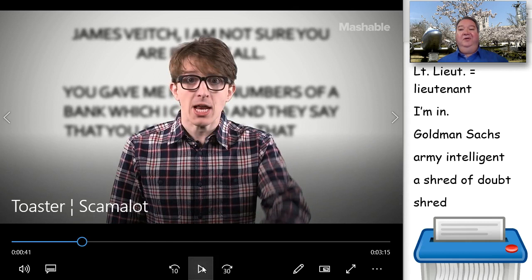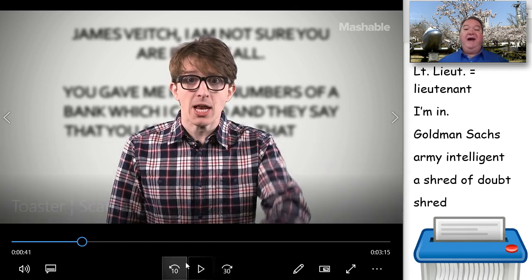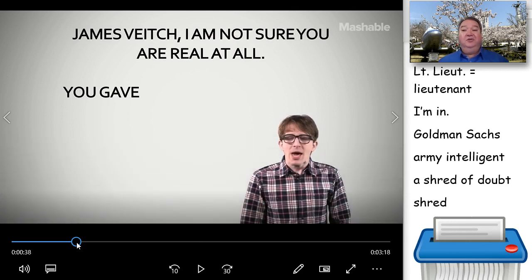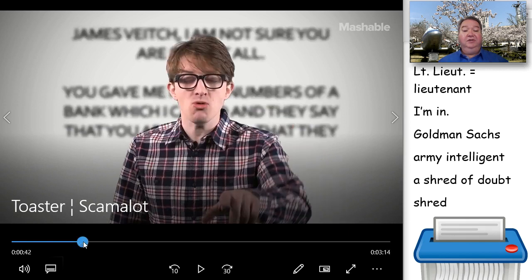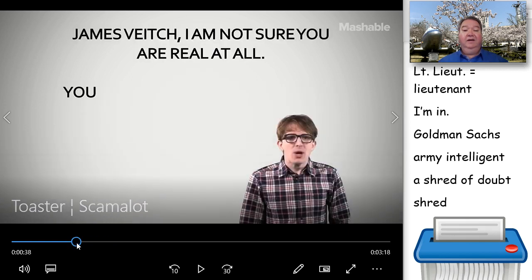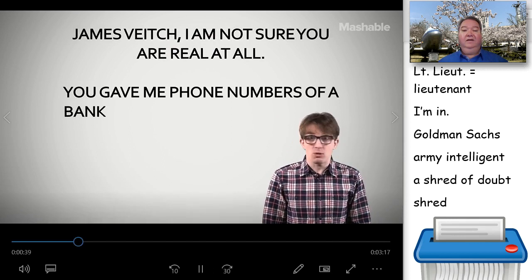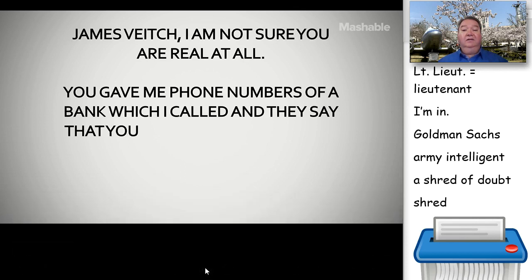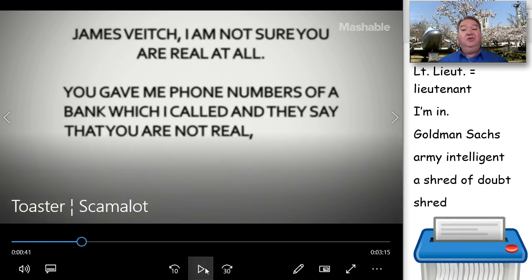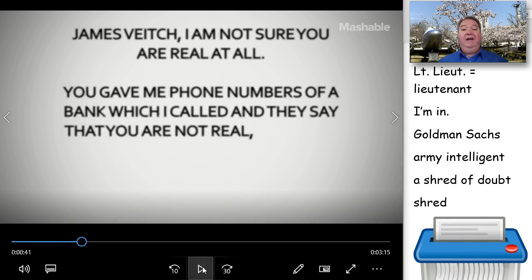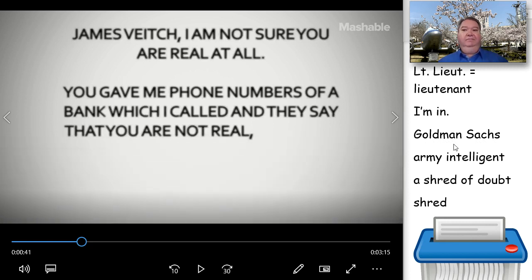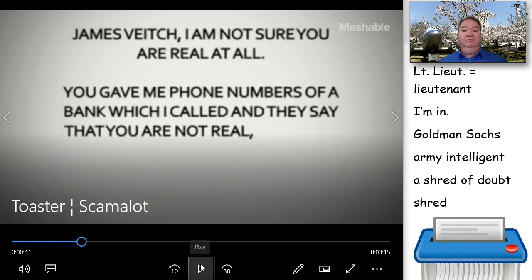So now Lieutenant Kuroma writes back to James Veitch and says, James Veitch, I'm not sure you are real at all. I don't know if I can trust you. You gave me phone numbers of a bank which I called, and they say that you are not real. So the bank, Goldman Sachs, that's whose number he gave, is telling Lieutenant Kuroma that James Veitch is not real.